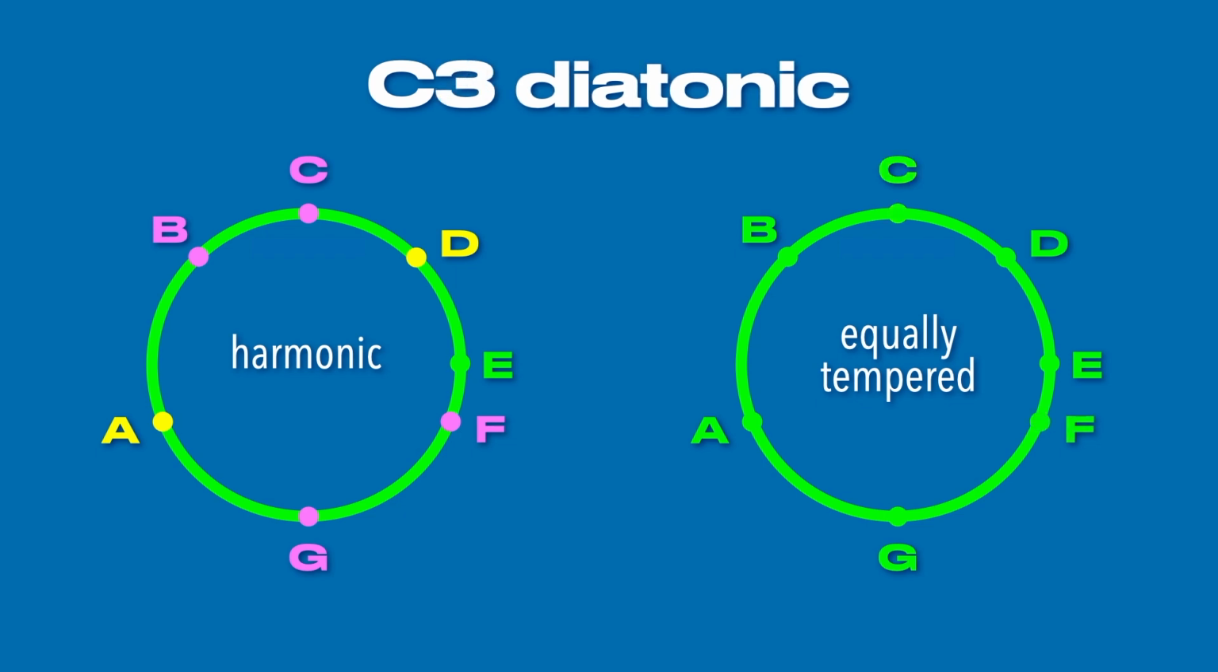And if we compare the octave below middle C, C3 instead of C4, it's even worse. The harmonic diatonic at C3 remains the same, but every frequency in the equally tempered C3 diatonic scale expresses the matter-based unascendant power of 2.